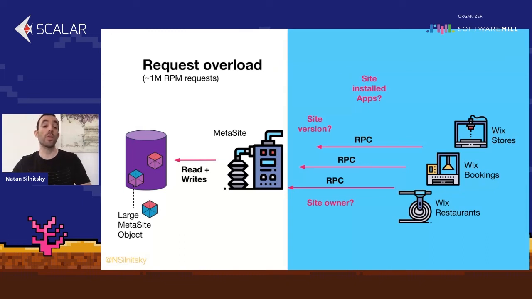There's a load on the database here because there's a large meta-site object that needs to be read and written for these queries and updates. So the team behind Metasite decided to split the popular site installed apps request away from the Metasite service. How did they do that?